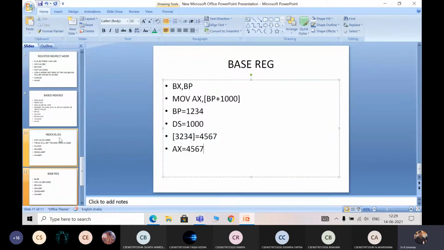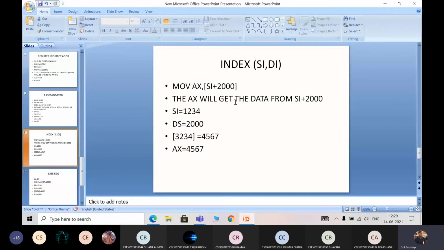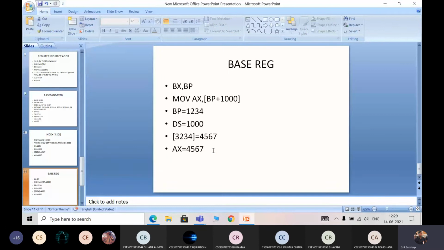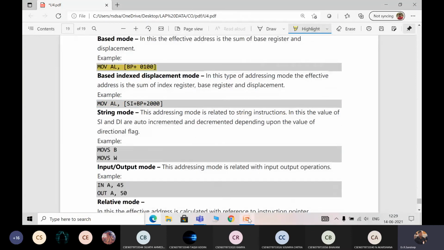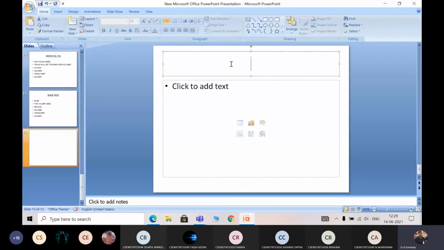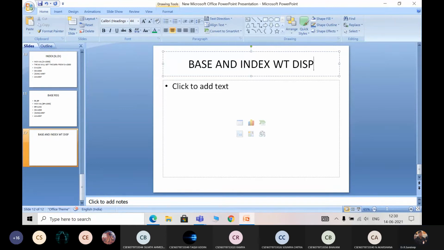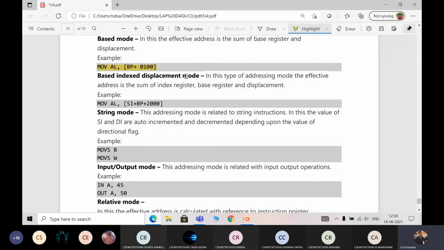What is the difference between base and index? Here we are using the SI and DI registers, and here we are using the BX and BP registers. So the concept is the same. And together, if we are using base and index with displacement, you can see here base index with displacement. It's very long. In this type of addressing mode, the effective address is the sum of the index register, base register, and the displacement.